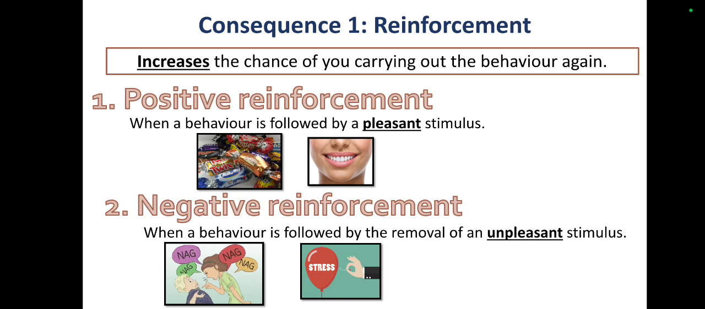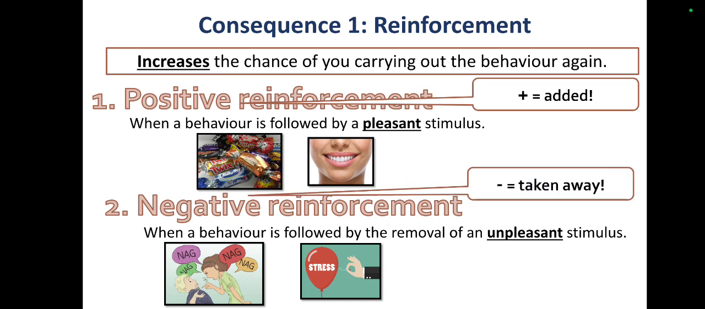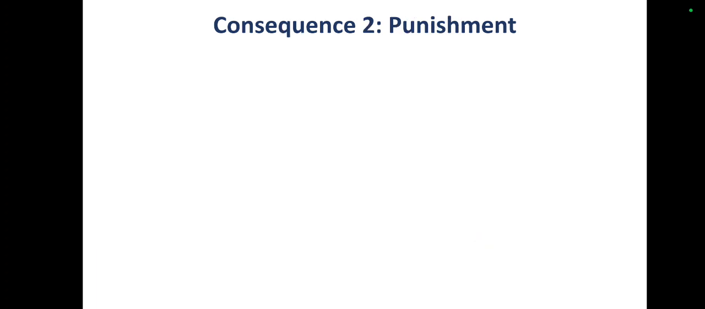You might exercise to get rid of your stress. That is negative reinforcement. That encourages you to exercise again and again, because you are removing something which you don't enjoy, which is the stress. So positive reinforcement, you're adding something nice, which makes you want to do it again. Negative reinforcement, you're repeating a behaviour because it removes something that you don't enjoy. So as I've said, think of positive and negative as adding and taking away.